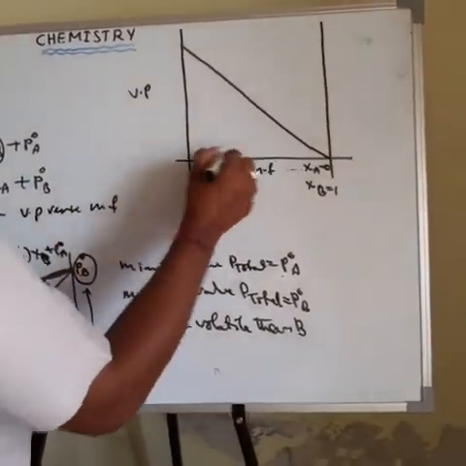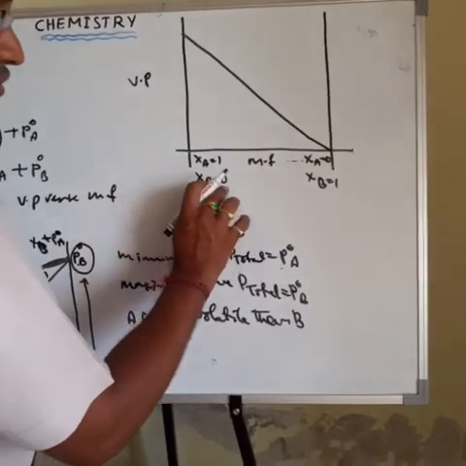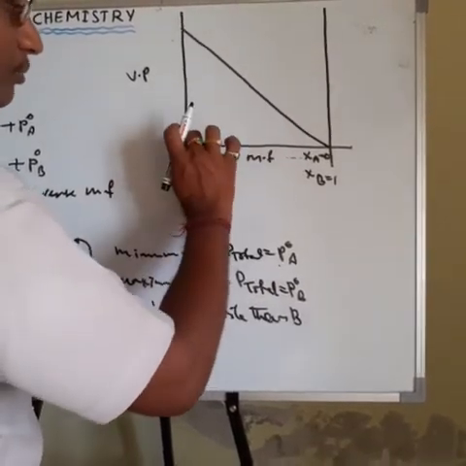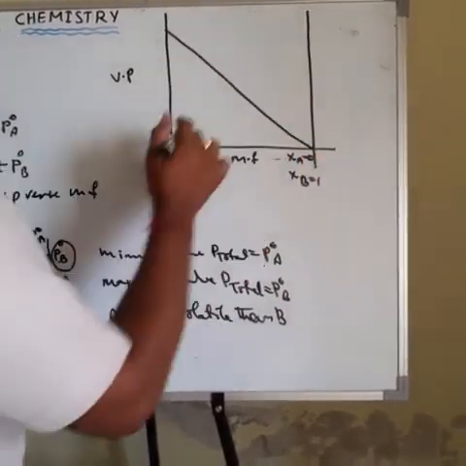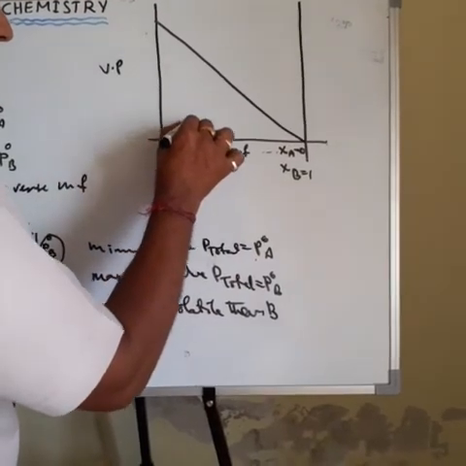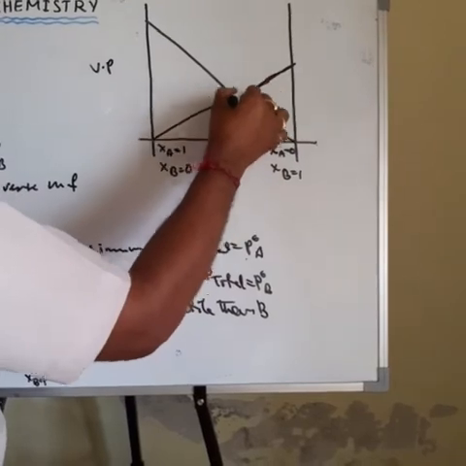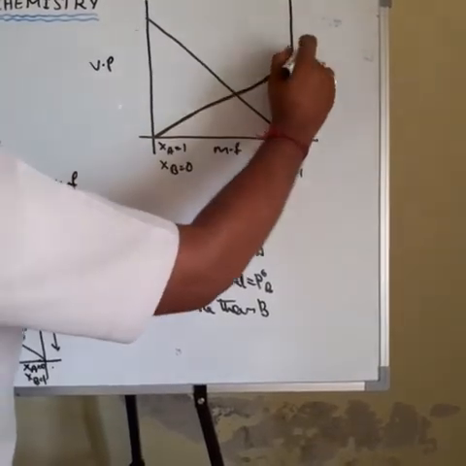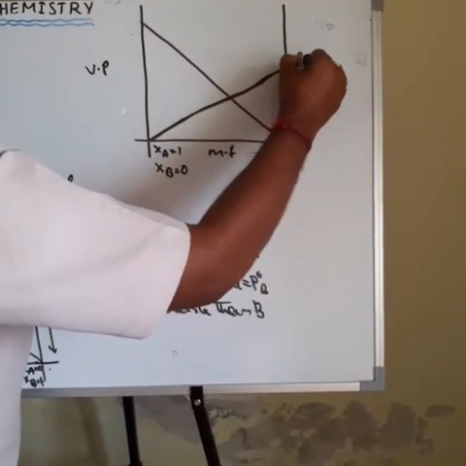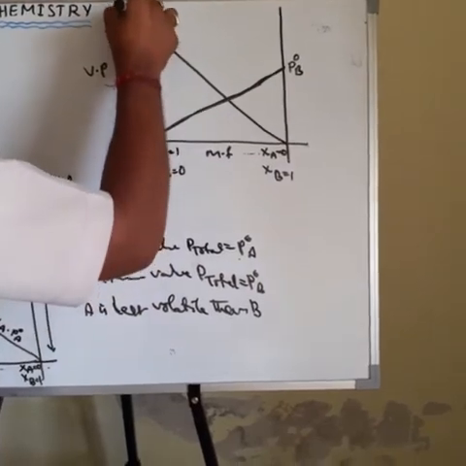Like that from this side. Here, 0 to 1, from this side the mole fraction of the solvent is increasing. As the solvent increases, its vapor pressure also increases. The vapor pressure of the solvent also increases. This is P naught B. This is P naught A.